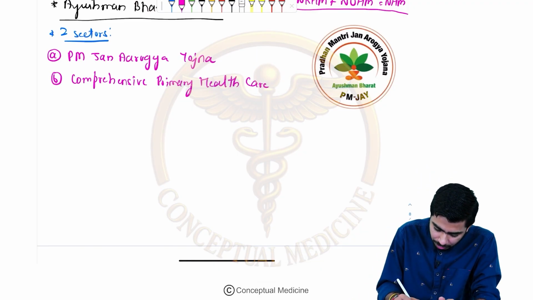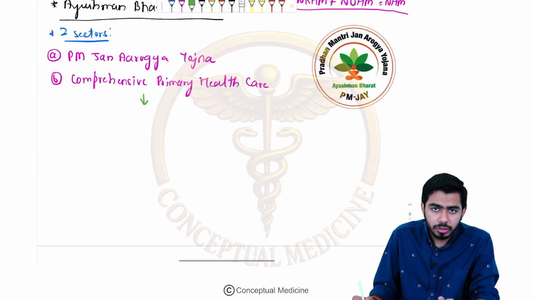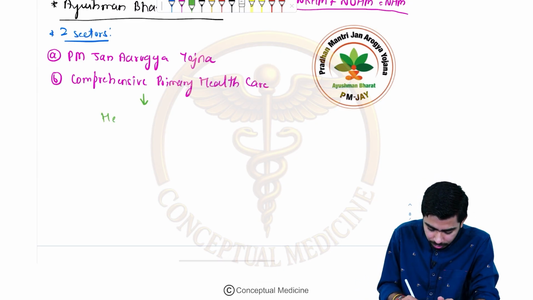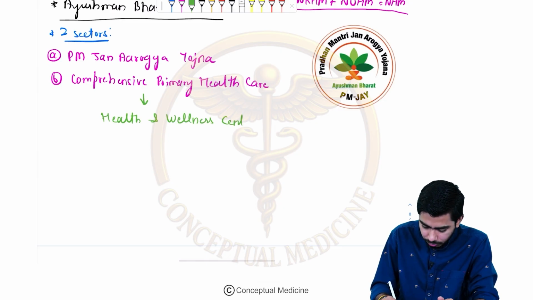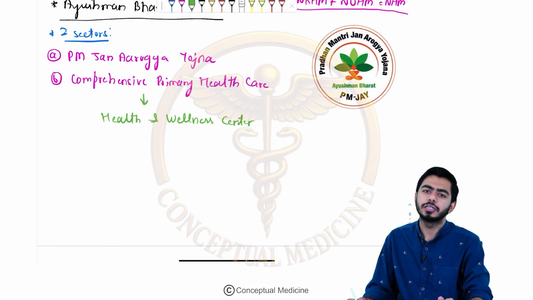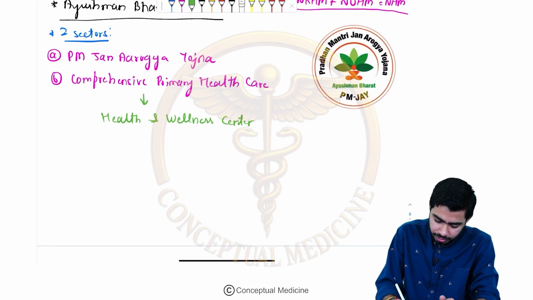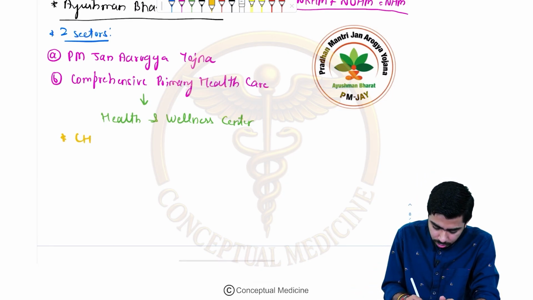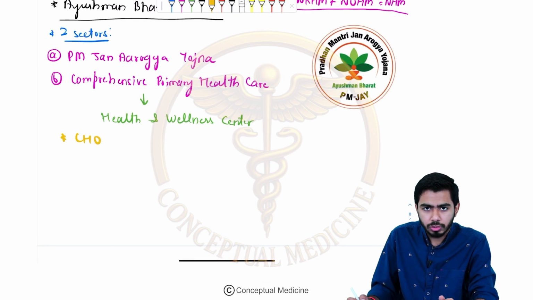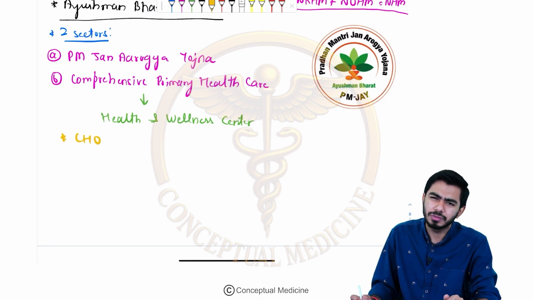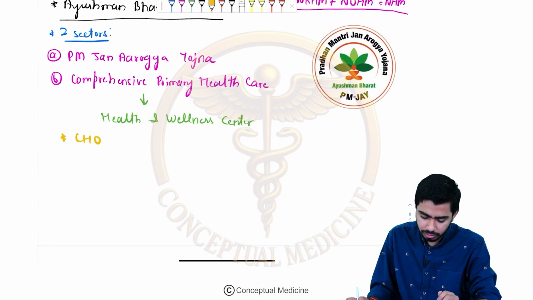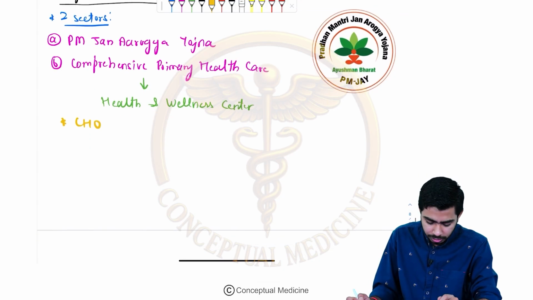So comprehensive primary healthcare is actually talking about the health and wellness centers. In the health and wellness center, they are talking about the Community Health Officer, CHO. The CHO post is a nurse working for the betterment of healthcare, and they will be posted in different centers, sub centers for example.